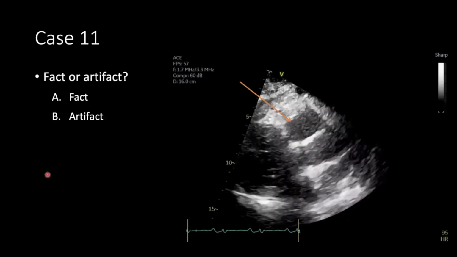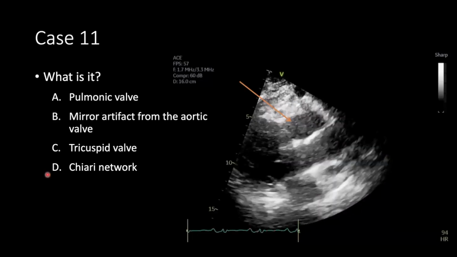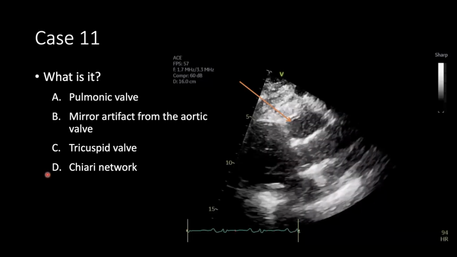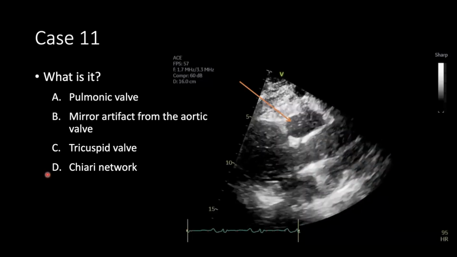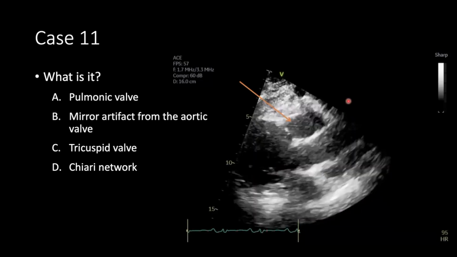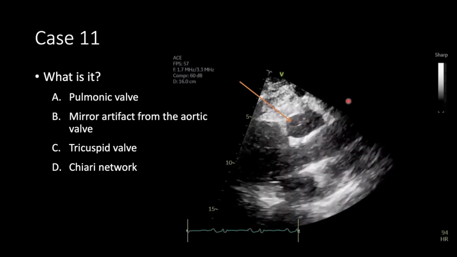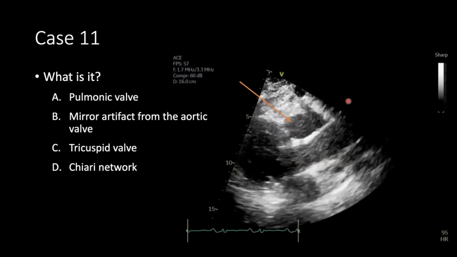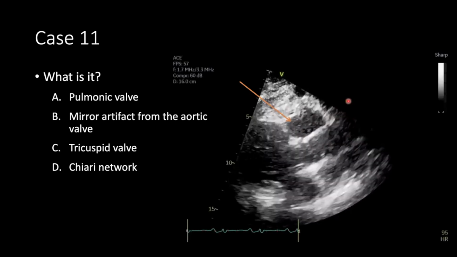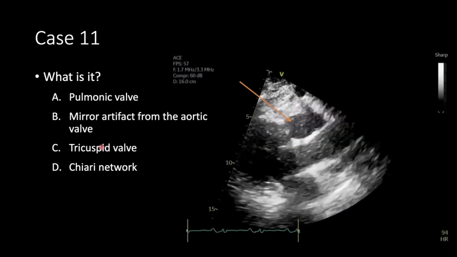If it is a real finding, what is it? Is it the pulmonic valve? Could it actually be the tricuspid valve? Is it a Chiari network? Or is it a mere artifact from that aortic valve right below it? A fair number of people think it's the tricuspid. Pulmonic is now the predominant answer here. A couple of people think it is a mere artifact from that aortic valve. What do people here think? Pulmonic valve? Okay. Mirror artifact? No. I'm going to skip over because I want to get to some other examples.